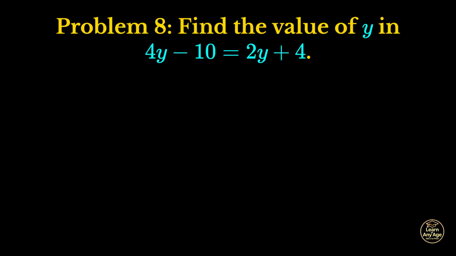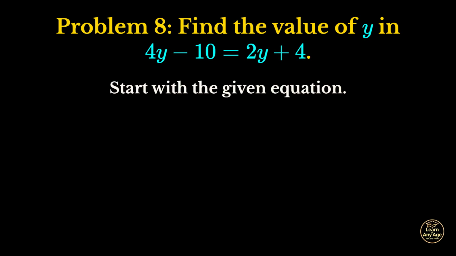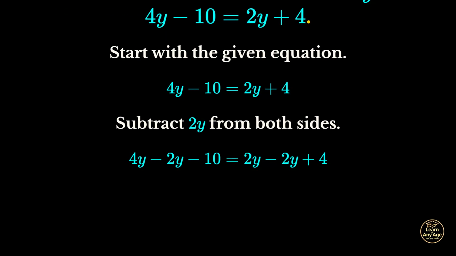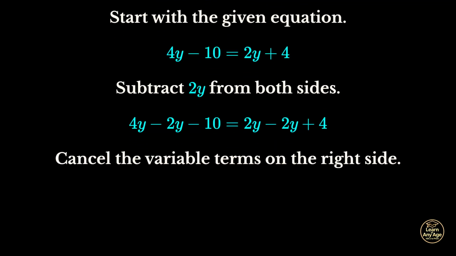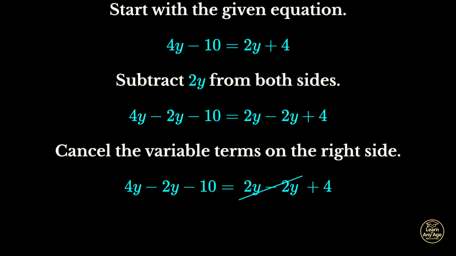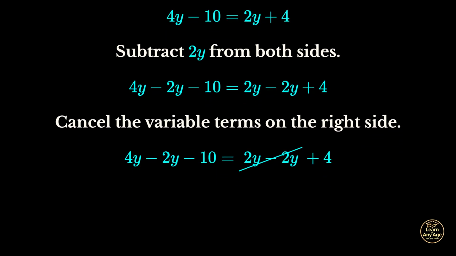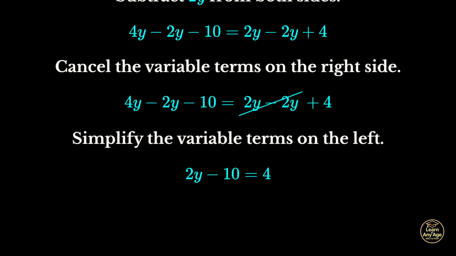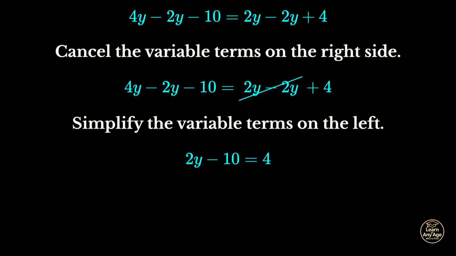Problem 8. Find the value of y in 4y minus 10 equals 2y plus 4. Start with the given equation. 4y minus 10 equals 2y plus 4. Subtract 2y from both sides. 4y minus 2y minus 10 equals 2y minus 2y plus 4. Cancel the variable terms on the right side. 4y minus 2y minus 10 equals 2y minus 2y, cancelled out, plus 4. Simplify the variable terms on the left. 2y minus 10 equals 4.